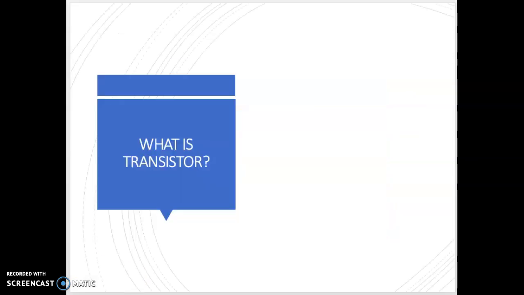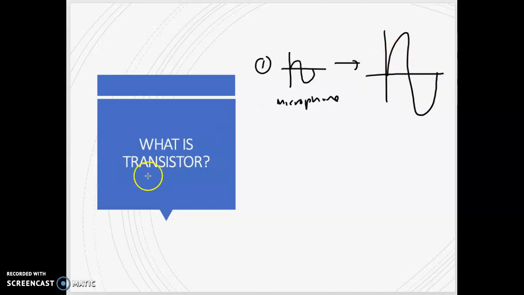Okay, what is actually a transistor? A transistor has two main functions. The first one is to amplify. Let's say this is a signal from your microphone. You need to amplify the signal, either in terms of voltage or current. In order to have this amplification, you need what we call a transistor. Another main function of a transistor is to act as a switch.